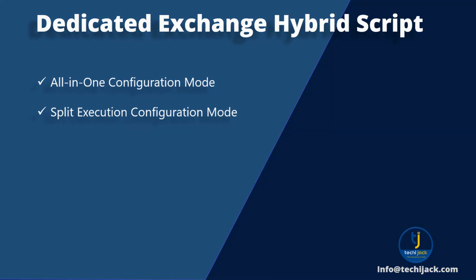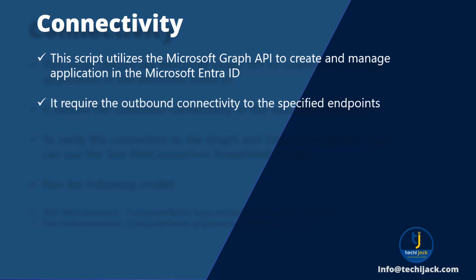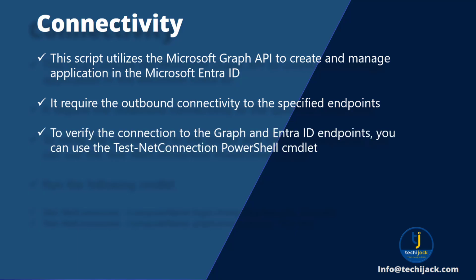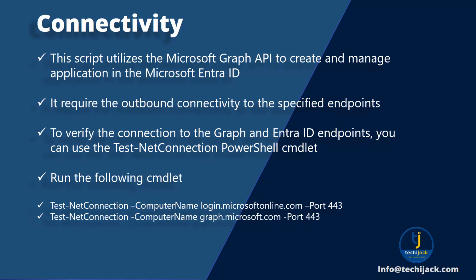Let's also discuss the connectivity. This script utilizes the Microsoft Graph API to create and manage applications in Microsoft Entra ID. It requires outbound connectivity to the specified endpoints. To verify the connection to the Graph and Entra ID endpoints, you can use the Test-NetConnection PowerShell cmdlet. You can run the cmdlet like Test-NetConnection computer name login.microsoftonline.com and the port is 443. You can test the same with Graph as well.